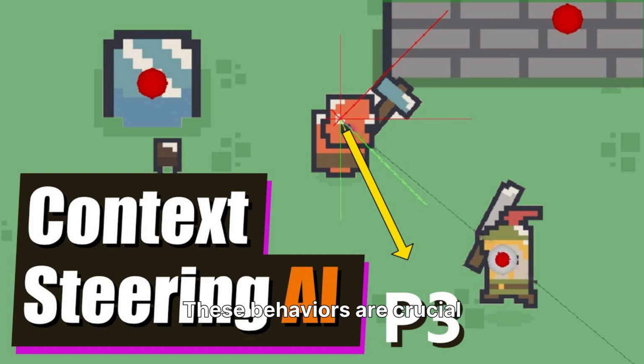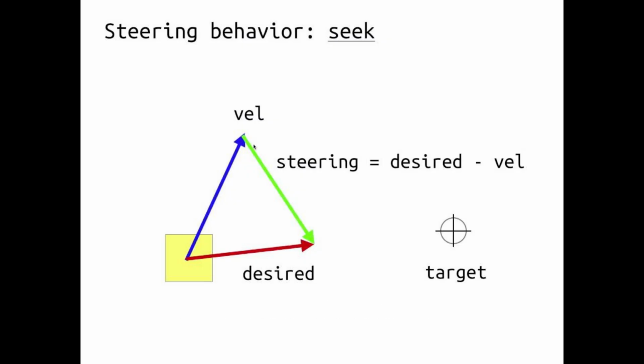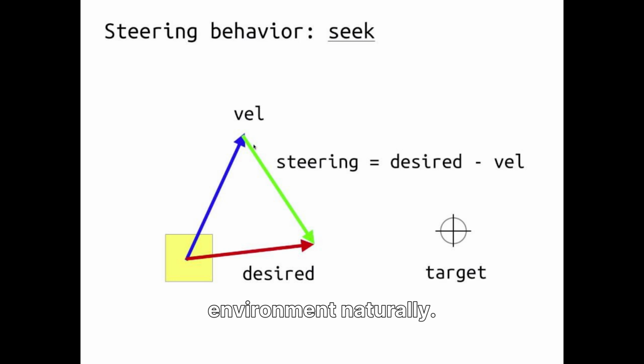forces. These behaviors are crucial for creating believable AI agents that can react to their surroundings without direct player input. They form the backbone of many AI systems in games, from simple enemy movements to complex crowd simulations. These behaviors determine how an AI agent navigates its world, with primary examples including seek, flee, and wander. Each behavior serves a distinct purpose, allowing agents to pursue targets, escape threats, or explore their environment naturally. Understanding these three core behaviors is essential for any aspiring game developer.